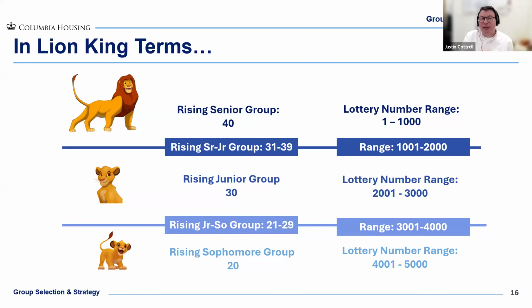After they select, then we get to the mixed point groups, which are made up of rising seniors and rising juniors. Then the process continues based on seniority, with the younger Simba in the rising junior group, then that band selecting, and then down to the rising sophomore group.